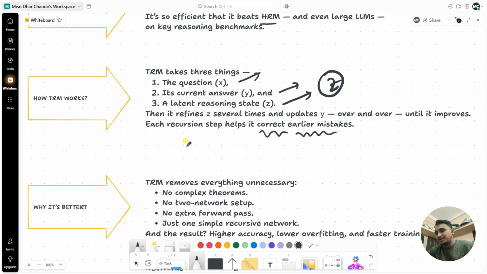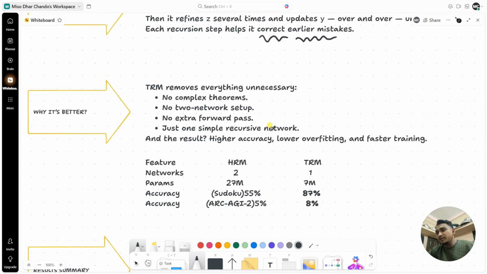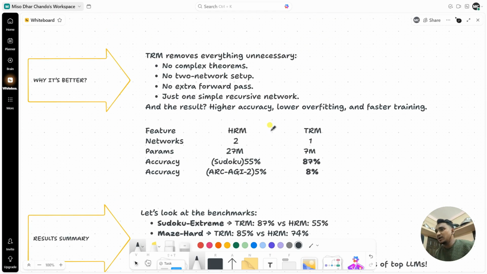Now, why is it better? Because TRM removes everything unnecessary. One, no complex theorem; it doesn't need any kind of complex theorem. No two-network setup; you don't need to set up two networks. No extra forward pass; you don't need to create any extra forward pass. Just one simple recursive network. And the result is higher accuracy, lower overfitting, and faster training. You know what overfitting is: it means the model trains well on the training data but is unable to predict the testing or unseen data.